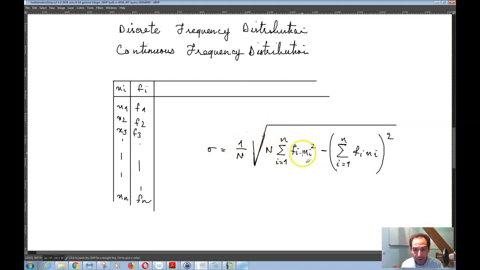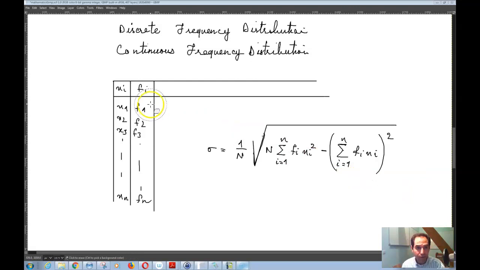Now here you can see that you have to use your x of i and multiply it by f of i in different parts of this formula. So the formula of course remains the same, and this is called a discrete frequency distribution because you have all of your observations right over here.